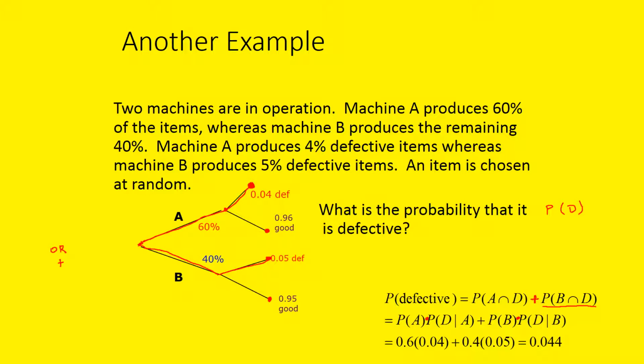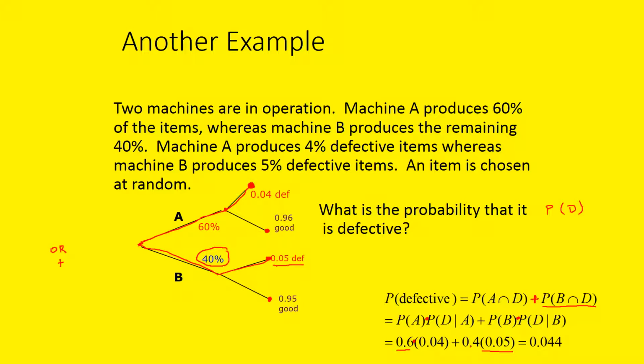So probability of A times probability of D given A. And then we're going to take two other numbers that we see, right? The 0.4, that's probability of B. That's right here. Times the probability of D given B. What's the probability of defective given that you were produced by machine B? And that's 5%. So that 5% is this 5%.